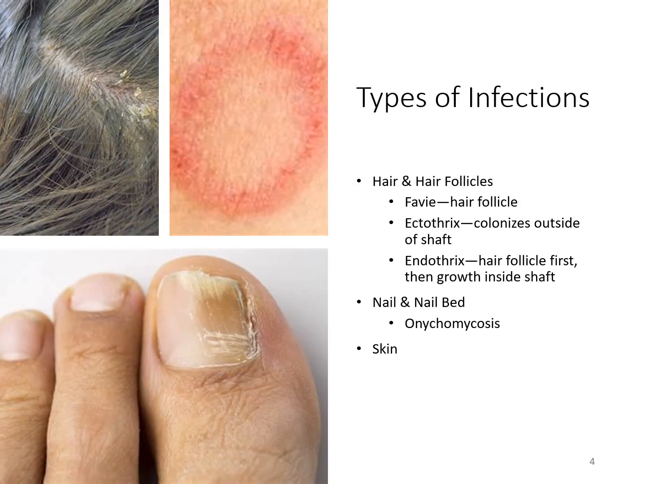Now, with these infections of the hair and hair follicles, it can be the hair follicle itself, it can be the ectothrix, or the outside of the shaft, or it can be the endothrix, the inside of the hair shaft, and it starts at the follicle. And you can see an image here in the upper left-hand corner where the infection has actually crusted around the hair.